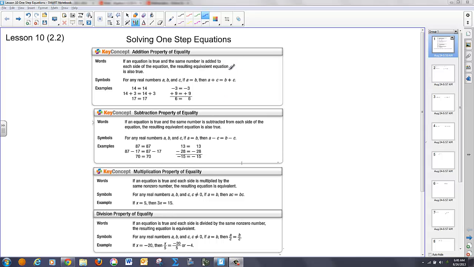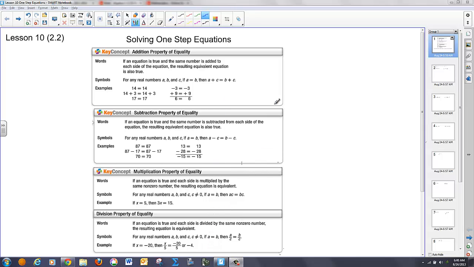And it basically states that if you have an equation and you add something to both sides of an equation, the result is the same. Or if you have an equation that's true and you subtract the same term from both sides of the equation, you have a true equation. If you have the same equation and you multiply the same number to both sides of the equation, then you have a true statement. And lastly, if you divide the same thing to both sides of an equation that was true, you still have another true statement.